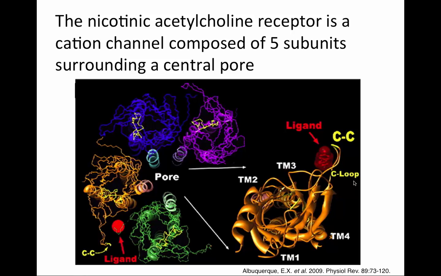Nicotinic acetylcholine receptors are pentameric ion channels composed of 5 subunits that surround a central ion pore. One transmembrane domain from each subunit forms the pore. These receptors permit cation flow and can flux sodium, potassium, and calcium. You'll see later in the videos how ion flow can change depending on the subtype of the receptor.